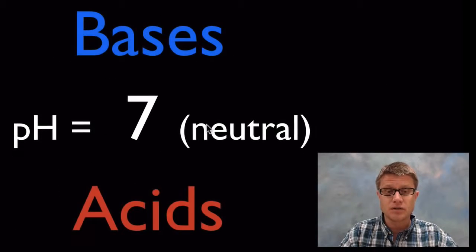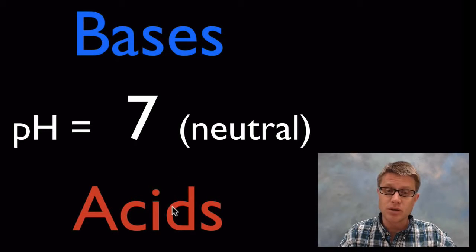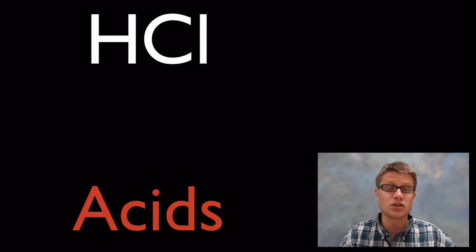And so pH of 7 is neutral, but if we ever have a value greater than 7, it's going to be a base. And if it's ever lower than that, then it's going to be an acid. And so let's start by dealing with the acids. What's an acid that almost everybody's familiar with? That's hydrochloric acid. You'd find that in your stomach.